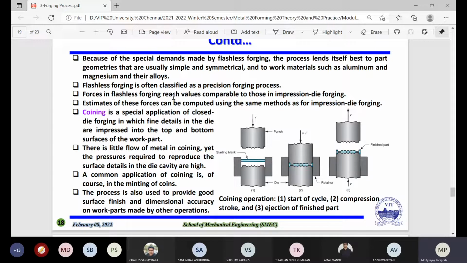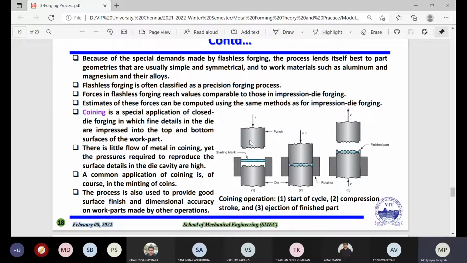Flashless forging is often classified as a precision forging process. Also, what I told you last time, this technique can also make a precision forging. How will you make it? One simple example is coining, the coin materials we keep in the wallet. Coining is a special application of closed die forging, in which the fine details in the die are impressed into the top and bottom surface of the work part.